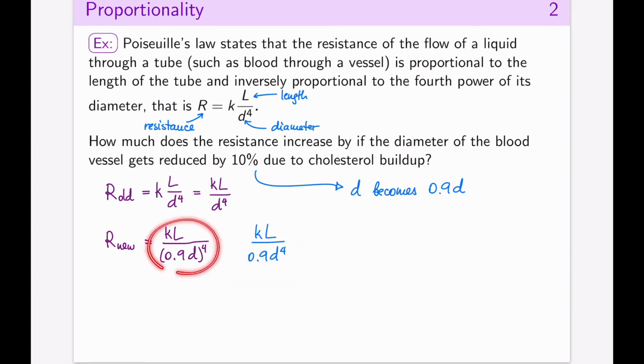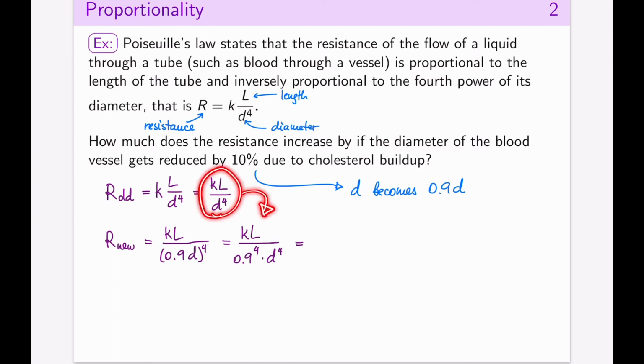Now, if I do have that, what am I going to acquire next? I can open up the brackets at the bottom, so I'm going to have KL divided by, and again, this is where it really helps to be familiar with how exponents work, the exponent 4 will come down on both of the factors here. So I'm going to have 0.9 to the power 4 times D to the power 4. I can rewrite this again, looking for this as a part of my new expression.